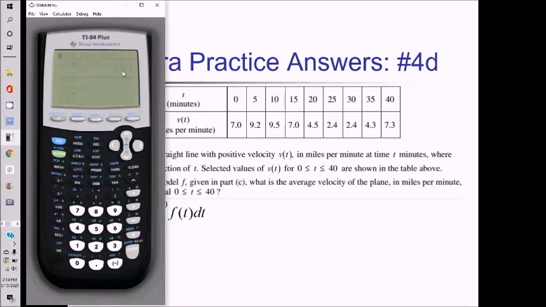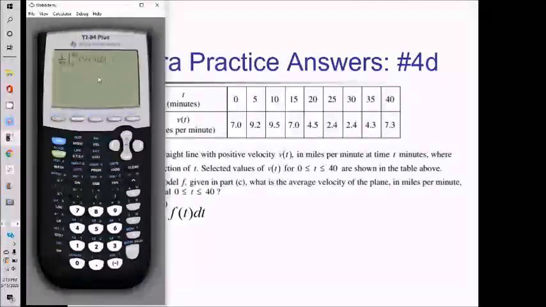I'm just going to escape out of there now. And I'm going to do 1 over 40, so fancy fraction, alpha y equals 1 over 40. So to get my fraction there. Now I'm going to do integral, so math 9. And we're going from 0 to 40. And I'll do alpha trace y1 in there and a dx.